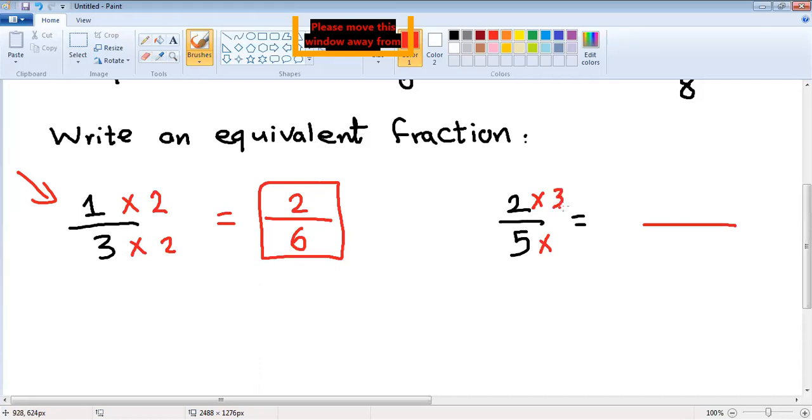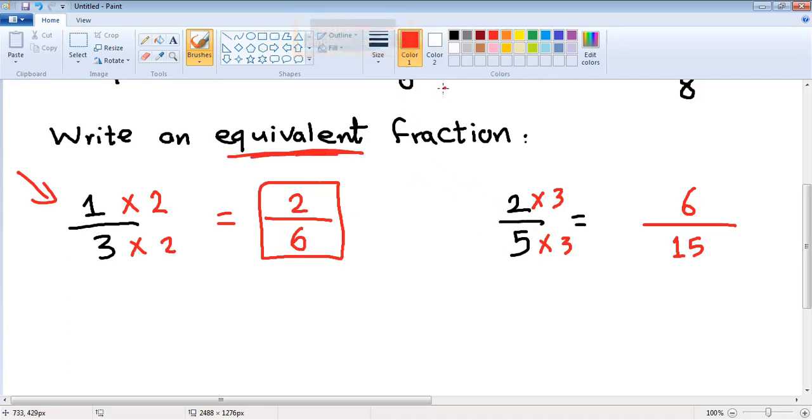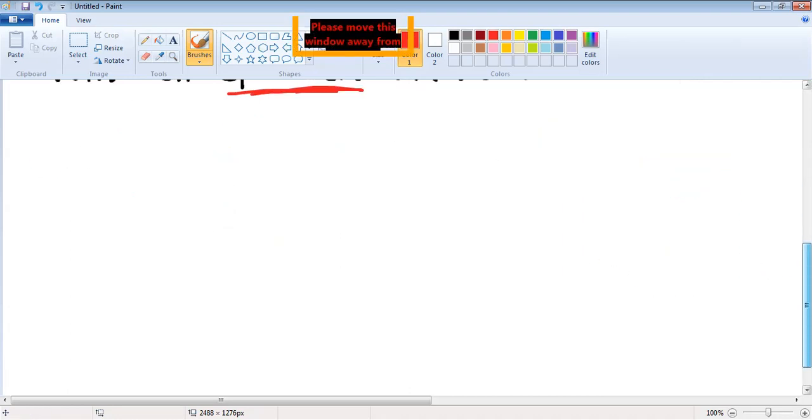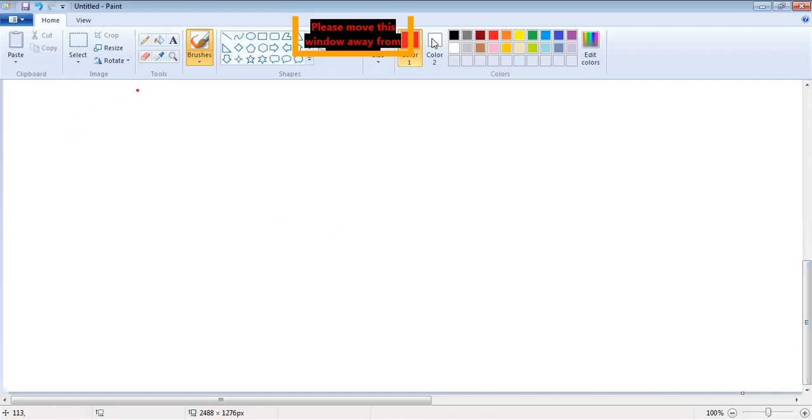Okay, let me write 3. 2 multiplied by 3 is 6. And what about the denominator? 15. So what is the rule, Faisal, if I ask you to find an equivalent fraction? Multiply the denominator and numerator by the same number. Yeah, okay. Another type of question.